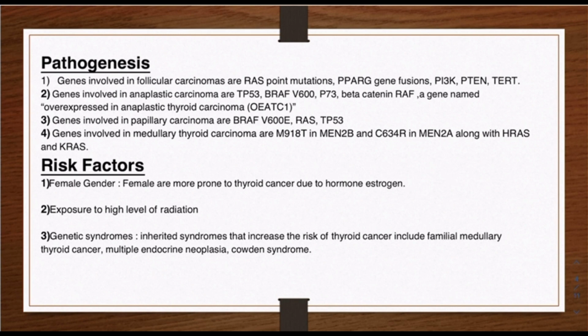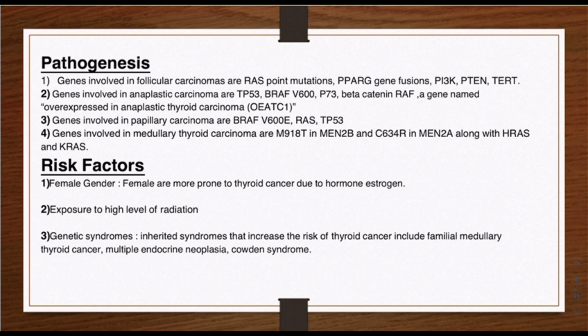Pathogenesis. Genes involved in follicular carcinoma are RAS point mutations, PPARG gene fusions, PI3K, PTEN, and TERT. Genes involved in anaplastic carcinoma are TP53, BRAF V600, P73, beta-catenin, RAF, and a gene named overexpressed in anaplastic thyroid carcinoma. Genes involved in papillary carcinoma are BRAF V600E, RAS, TP53. Genes involved in MTC are M918T in MEN2B and C634R in MEN2A along with HRAS and KRAS gene.